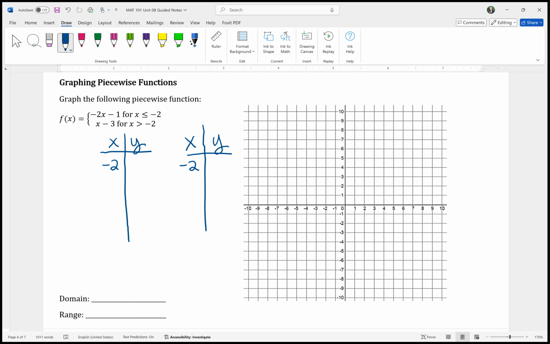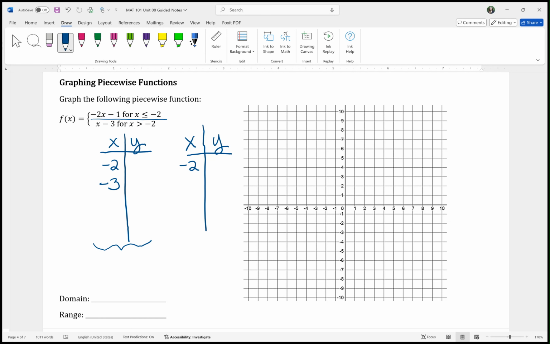Okay, this one is the top one. So this is for any x value less than or equal to negative 2. So I want you to pick another x value that fits that inequality. A number that is less than negative 2 would be negative 3.